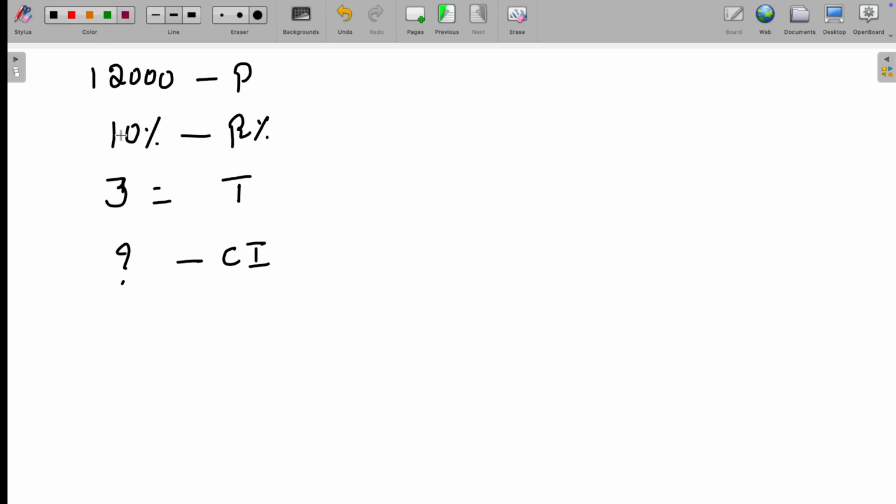So first year 10 percentage of 12,000 I will get as interest. How much is it? What is 10% of 12,000? 1,200. Correct. First year answer is 1,200. Can you tell me what I have to write for the second year? 1,200 plus, yes, for this also I will get 10 percentage. That is 120. This is the 2-year answer. If the question is 2 years, this is your answer.